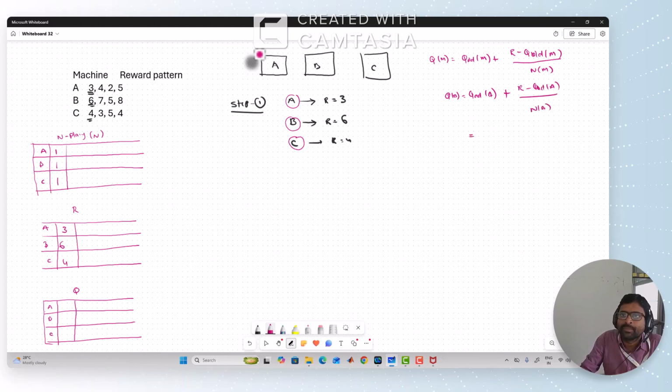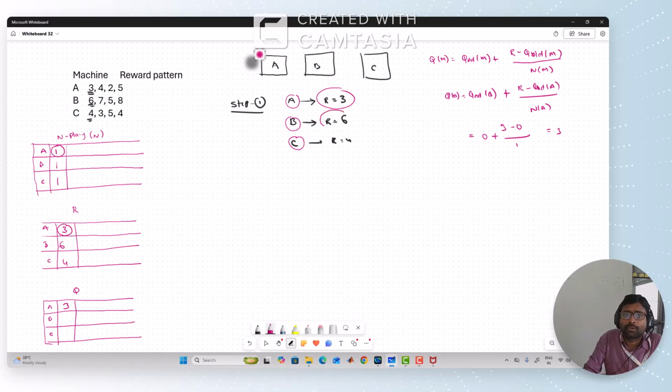So you can see this is the first play, right? This is the only first play. So old value 0 plus, what is the reward value? Reward value is 3. So reward value 3, old value 0, number of plays only 1. So this is the 3. So it is updated as 3.